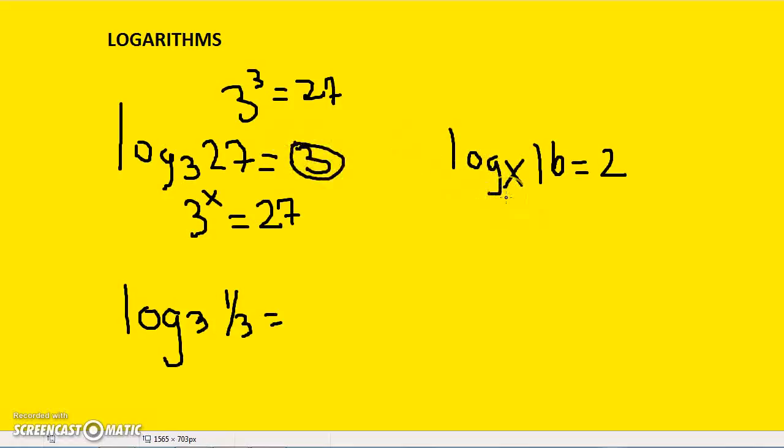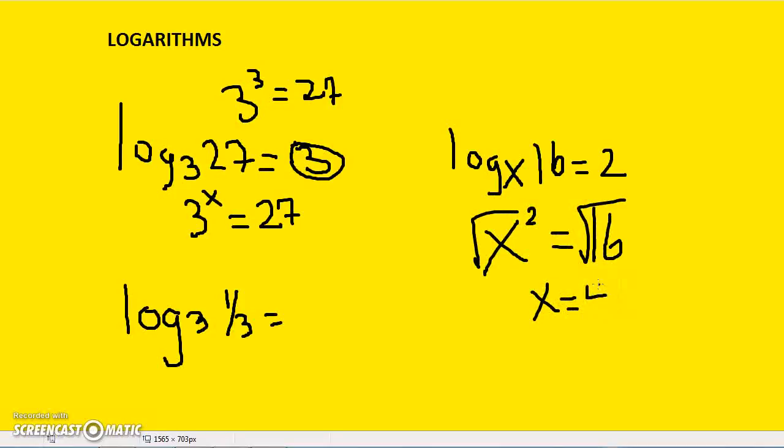Same thing here, except the base is a variable. You're given the power, and you're given the solution, so I would just say, okay, x squared equals 16. This is a simple problem. Square root both sides, and x is equal to 4. Is log base 4 of 16 equal to 2? Well, is 4 squared equal to 16? Yeah. Log base 4 of 16 equals 2, yep.